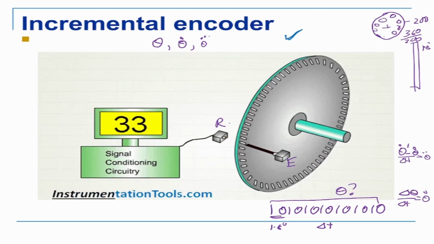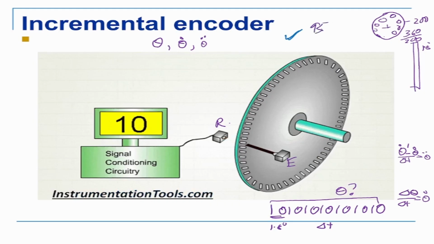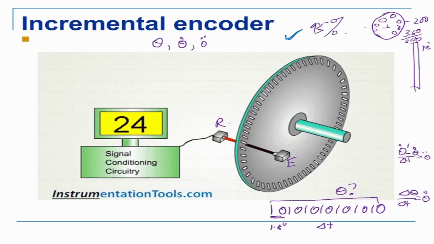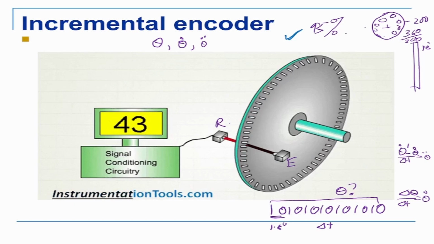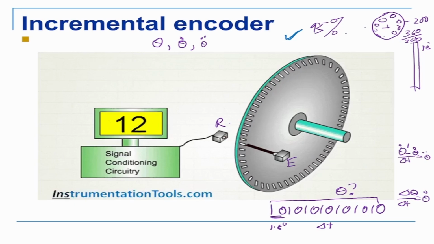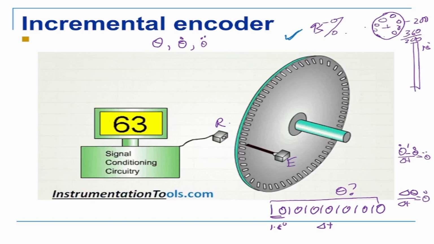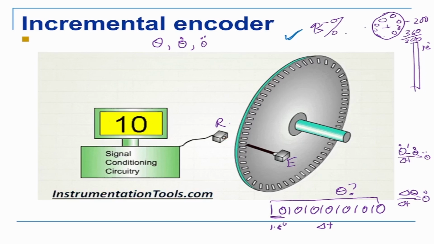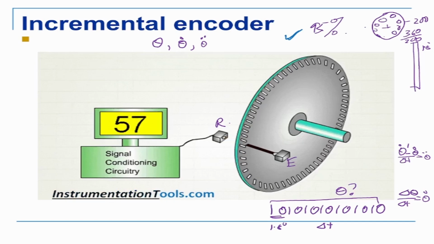In about 95% of robotics applications, and not only robotics, in any position measuring applications like CNC machines, robots, aircraft, wherever you're doing position control, 95% of them use incremental encoders. So whenever you look at an industrial motor at the back, you're going to find an encoder.